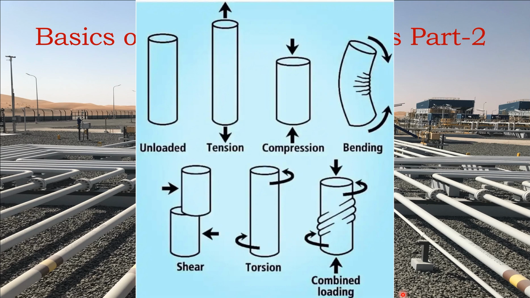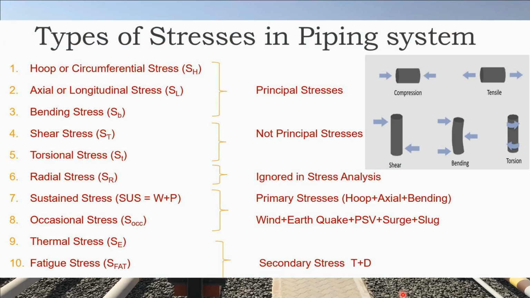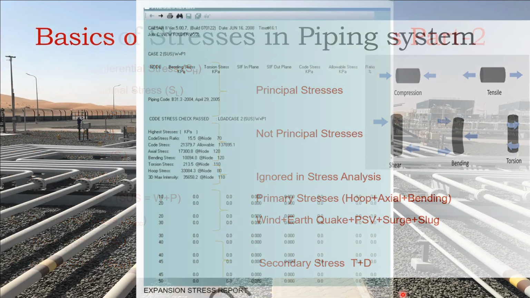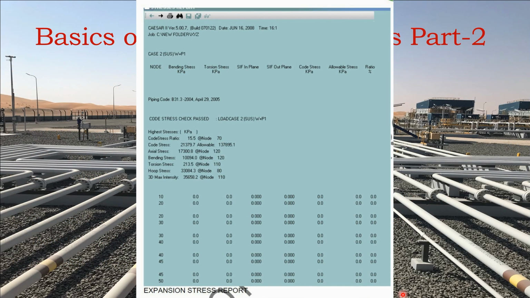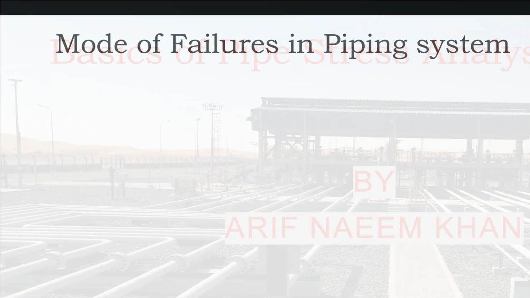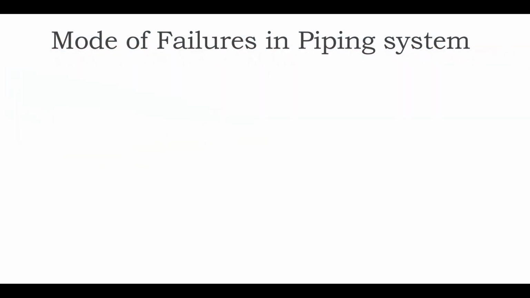In this part 2 we shall discuss the types of stresses in a piping system in detail, so that before proceeding to formal stress analysis through Caesar software we should have a strong understanding of different types of stresses, their calculations, their allowable values, and their root causes. It will help us to understand the stress analysis and to evaluate the Caesar software output results. So let's start to understand how to calculate different types of stresses, their allowable values with respect to code, and their mode of failure in piping system.